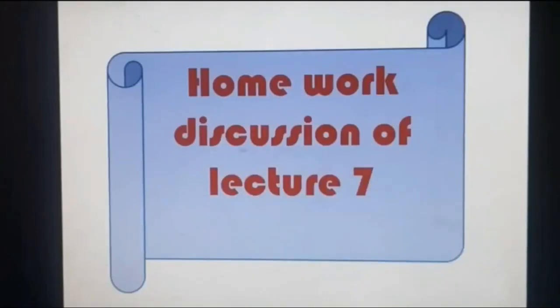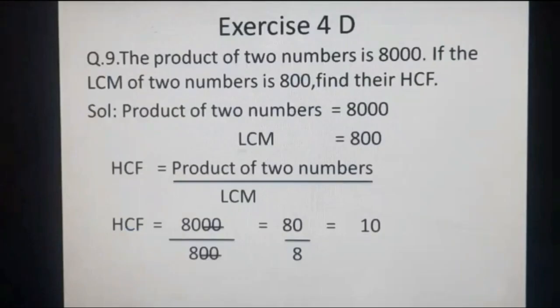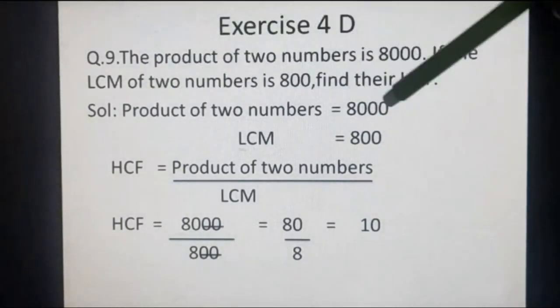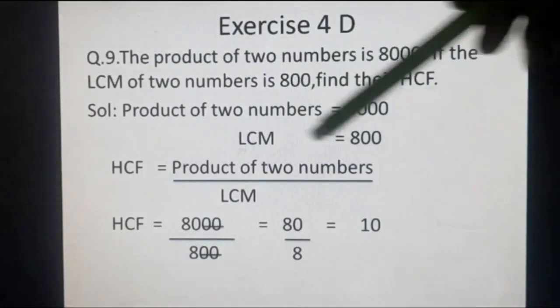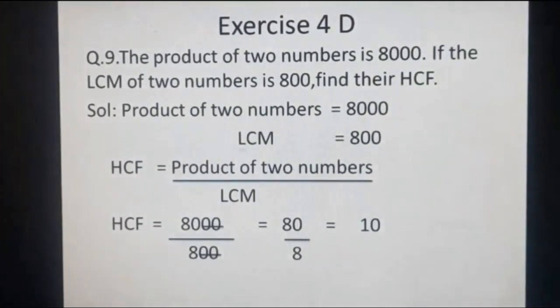Now we will do homework discussion. So open your practice notebooks. Homework discussion of lecture 7. Question number 9 and 10 were given of exercise 4D. Question 9. The product of two numbers is 8000. If the LCM of two numbers is 800, find their HCF. Product of two numbers 8000, LCM 800. So HCF is equal to product of two numbers divided by LCM.